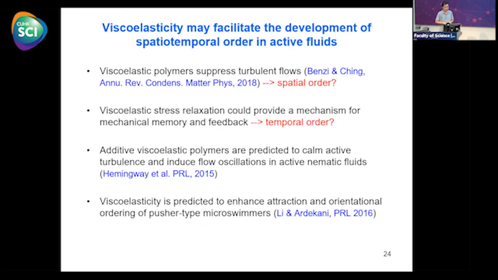And we found a clue in the material property called viscoelasticity. Viscoelasticity is a property of fluids displaying both short-term solid-like behavior and long-term fluid-like behavior. It's a common property shared by many polymeric fluids. And it is known that viscoelastic polymers can suppress turbulence. That could provide a means to yield spatial order. On the other hand, the elastic relaxation of these polymers can provide a mechanism of mechanical memory or feedback, and this can bring in temporal order. Indeed, other theoretical studies have suggested that a viscoelastic environment can enhance the attraction or orientational ordering of microswimmers. So we set out our experiment.